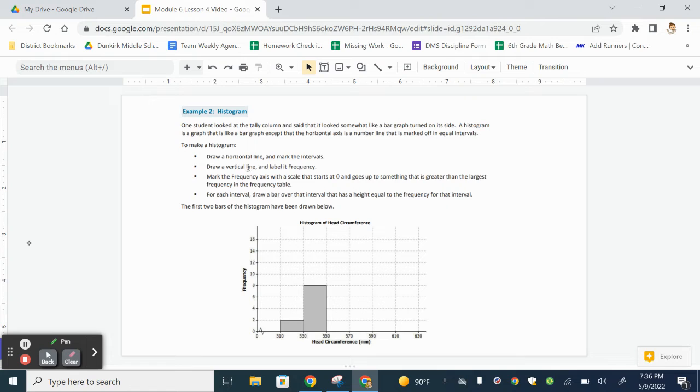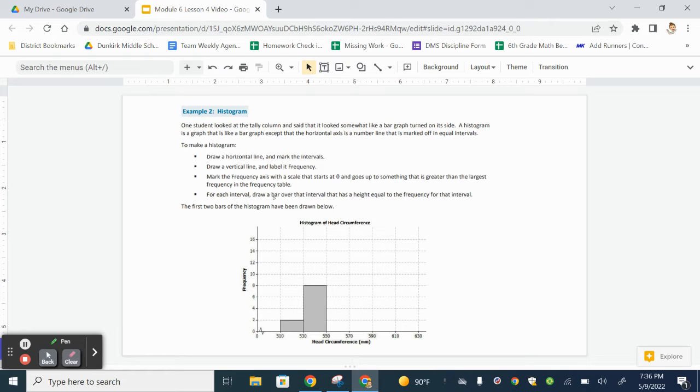The next part is to draw a vertical line. Here it is. We're going to label it frequency. That's where you indicate how often those numbers happen. We mark the frequency axis with a scale that starts at 0, which we just did, and goes up to something larger that's on the scale. Okay. For each interval, we're going to draw a bar over that interval that has a height equal to the frequency for that interval.